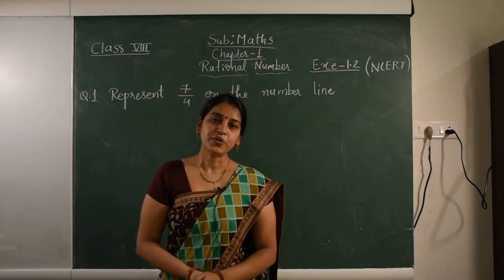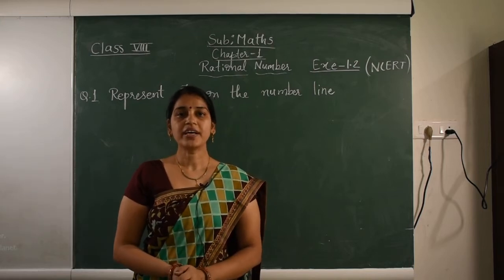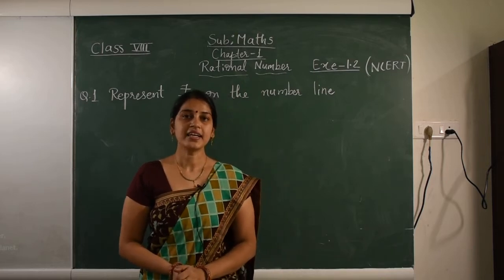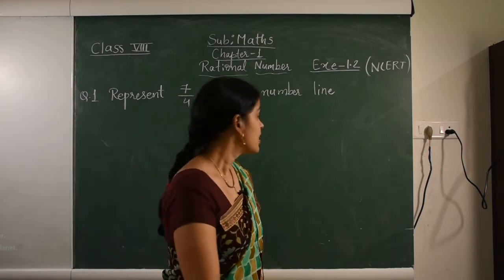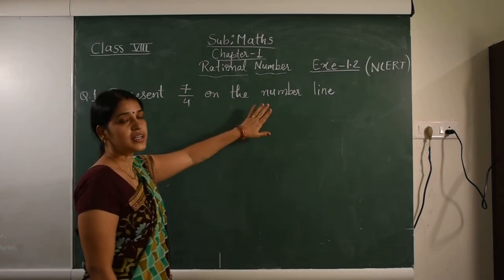In the previous video, we discussed exercise 1.1. Now today we are going to discuss exercise 1.2. So let's see its question number first. Its first question is: represent 7 upon 4 on the number line.